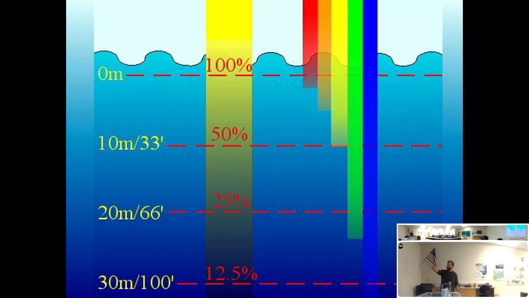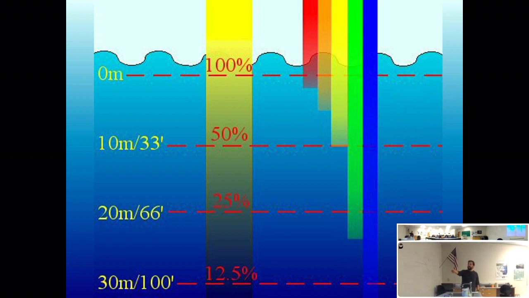Okay, so like I said, red gets absorbed right away. Yellows go down a little bit deeper, maybe only 10 meters. But look at red. Red doesn't make it down hardly at all. It gets absorbed right away by the water. Water is just great at absorbing red light. Green makes it down pretty far, but blue makes it down the furthest. But blue also gets scattered easily.